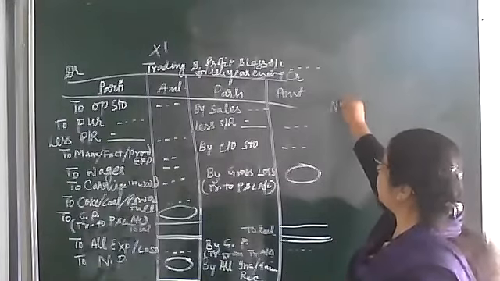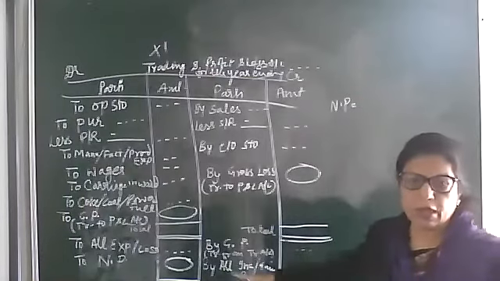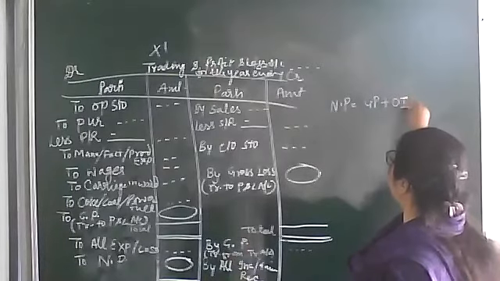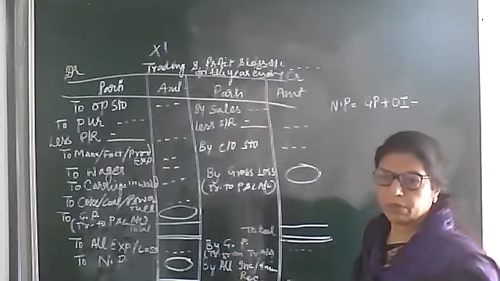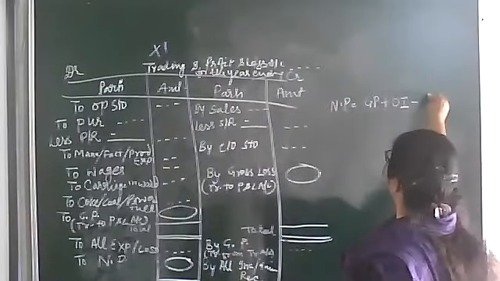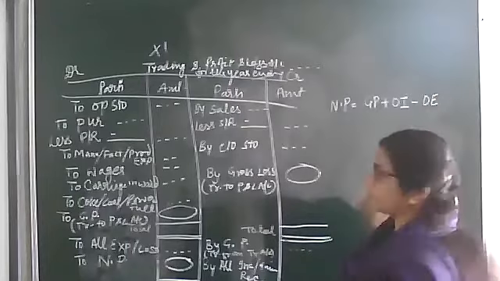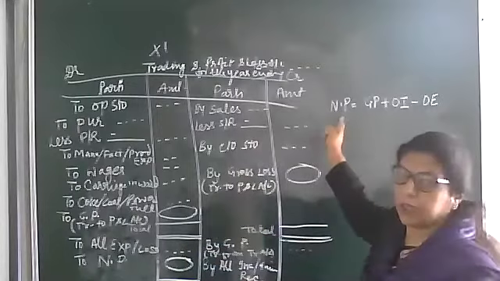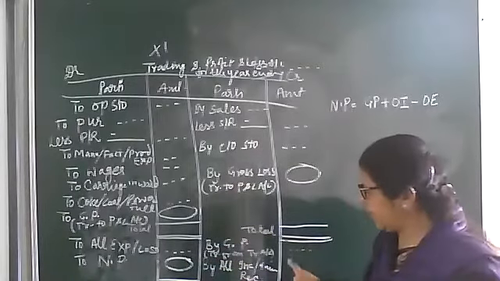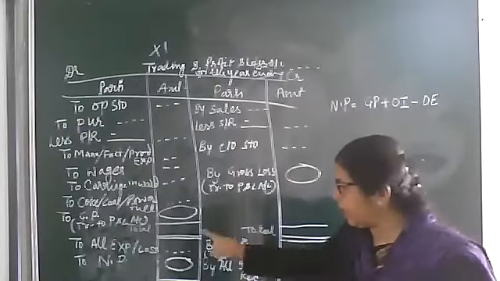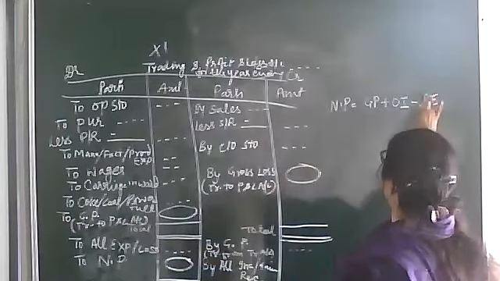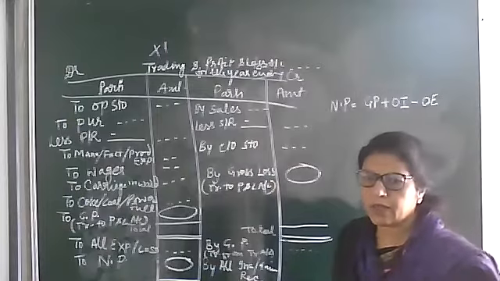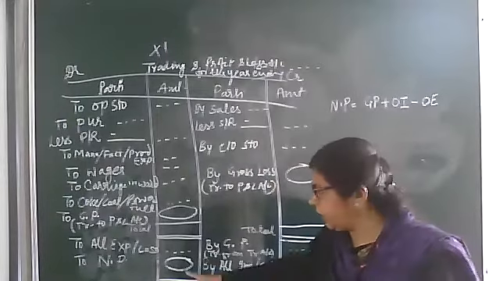How to calculate net profit? Simple. GP plus other income minus other expenditure. Okay, other expenditures. So that will be net profit then. See, when we add other income to gross profit and deduct other expenditures, we can find out net profit.